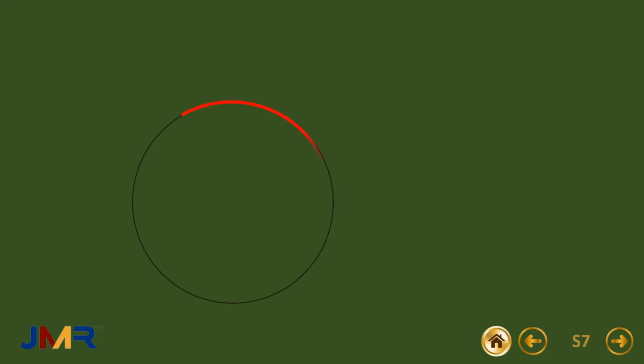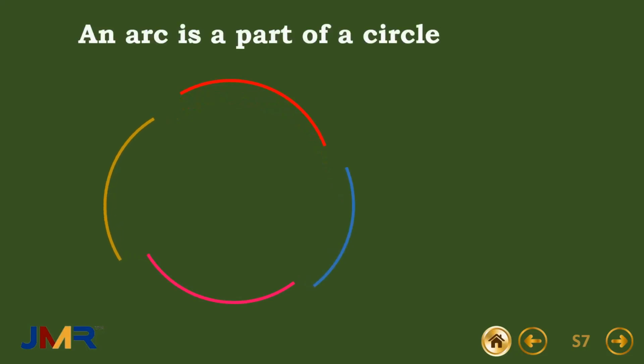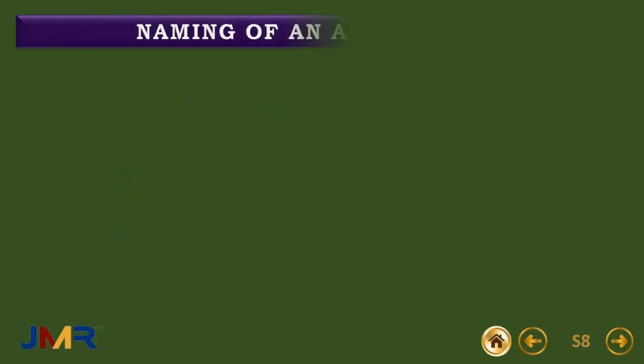This is a circle. What is this shaded part? Arc. These are all arcs. What do you mean by arc? An arc of a circle is nothing but the trace or the part of a circle in between two points. This is known as an arc. All these are arcs. An arc is a part of a circle.